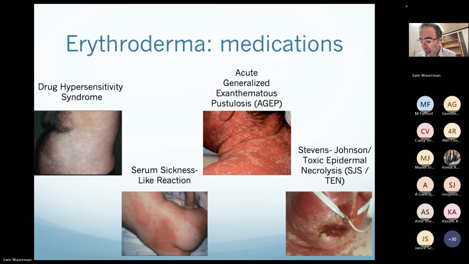AGEP, typically fever, generalized pustular eruption with a high white blood cell count. And then there's SJS/TEN, Stevens-Johnson syndrome and toxic epidermal necrolysis, which, as we all know, is a spectrum of blistering eruptions, typically extensive mucosal involvement, skin sloughing, necrosis, hemorrhagic crusting of the lips, and the like.